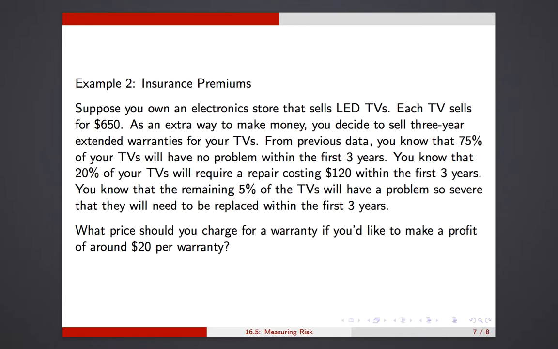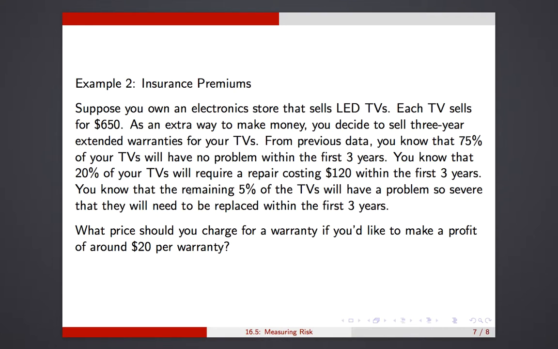You've been selling these TVs for a while, and from previous data, you know that 75% of your TVs will have no problem within this warranty time period. So 75% of those TVs require no attention. Okay, those are good for you, right? Because you just take the customer's money for the warranty and you don't have to do anything for the customer. On the other hand, you know that 20% of your TVs will require a repair costing $120 within the first 3 years. So these are bad for you because that means that if a customer buys the warranty, you are on the hook for that $120.